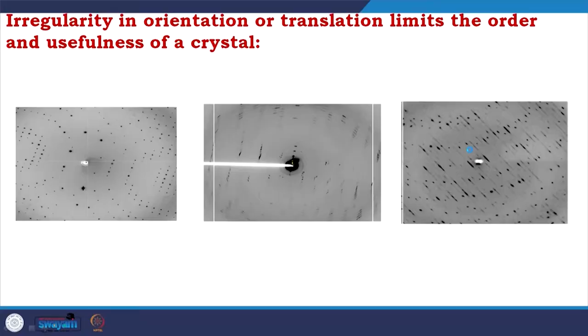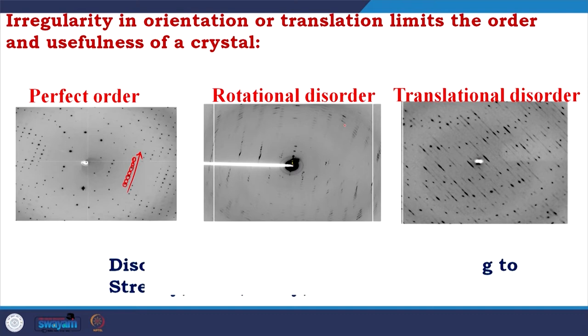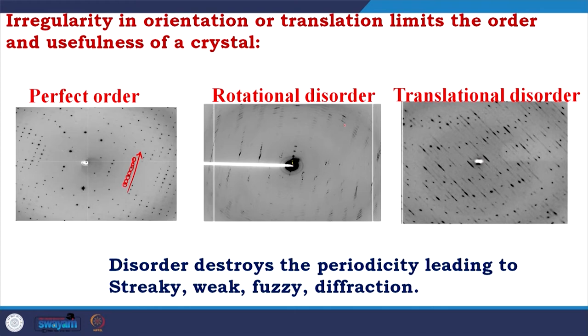So, I have shown you these slides, but just to show the irregularity in orientation and translation limits the order and usefulness of the crystal. With perfect order, you get all of them in one line, so you get a pattern, that is the diffraction pattern. Here you have seen rotational disorder and none of the spots are individually clear. Here you see translational disorder and the spots are merged between each other. So, the disorder destroys the periodicity, leading to streaky, weak, fuzzy diffraction.